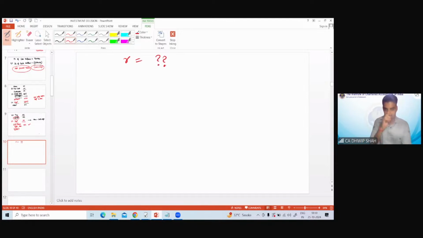How to decide this R? What is the rate of return? What do you mean by rate of return? So here R, or I would say your discounting rate. R is nothing but the discounting rate, the rate at which you discount the future values.